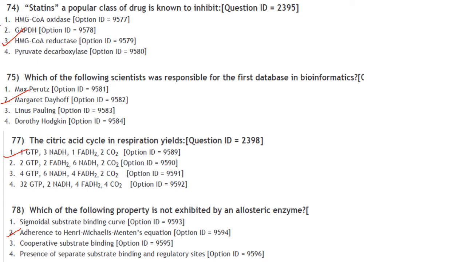Answer is option 1. Which of the following property is not exhibited by an allosteric enzyme? Sigmoidal substrate binding curve. Yes. Adherence to Henri-Michaelis-Menten equation. No. Allosteric enzymes do not show Michaelis-Menten equation properties. Cooperative substrate binding. Yes. Presence of separate substrate binding and regulatory sites. Yes.